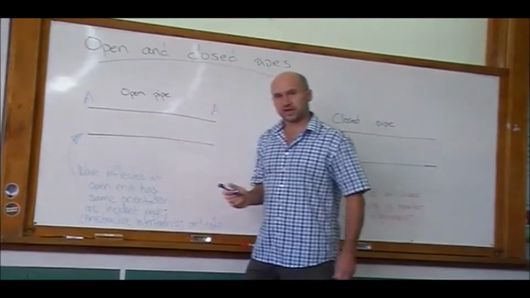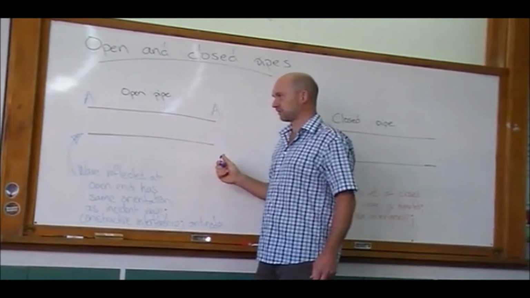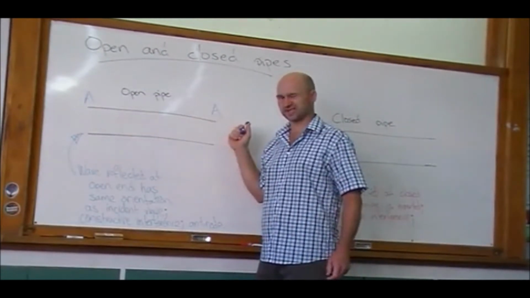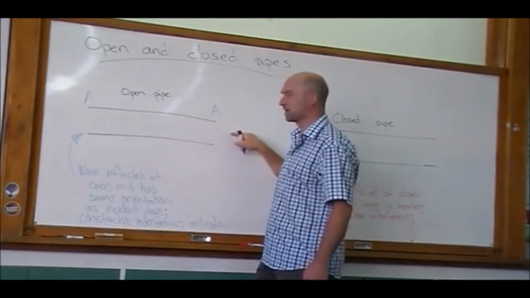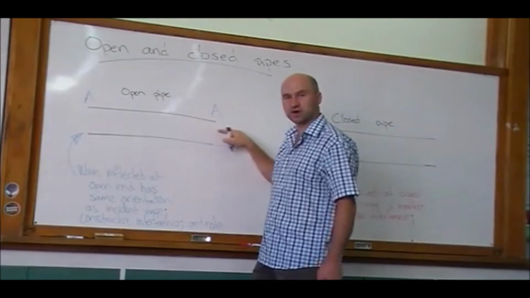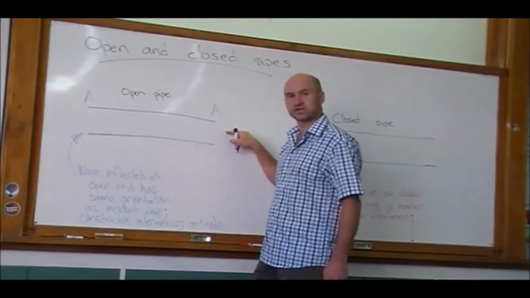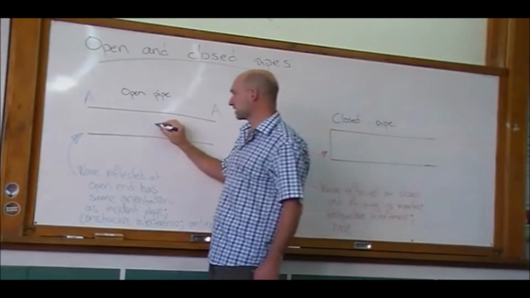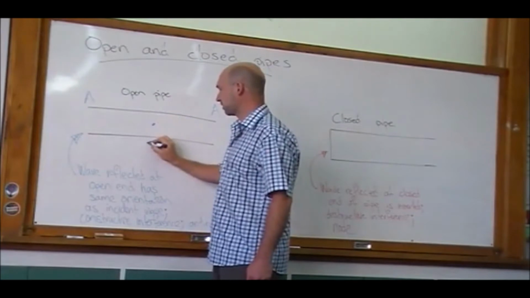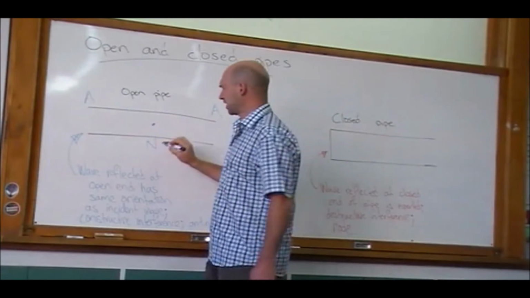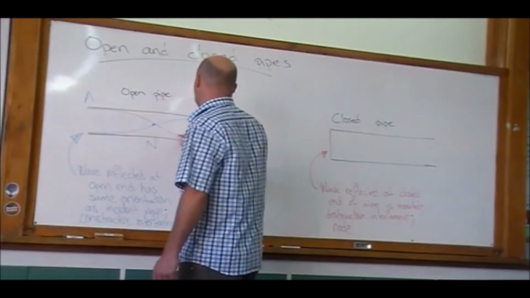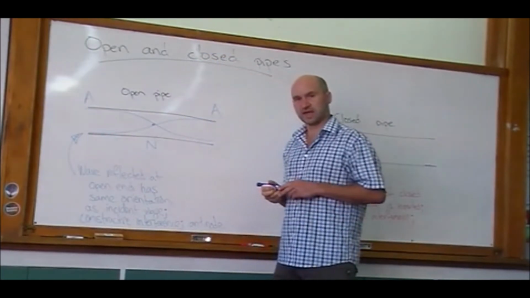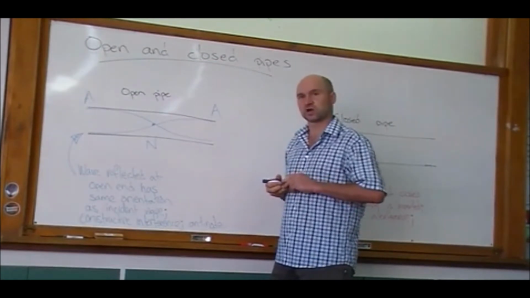And so in our open pipe, if we've got a displacement antinode, so the air particles are free to move backwards and forwards at the open end, we must have somewhere in the middle a node, and so our wave is going to look something like that. Our fundamental wave is going to look like that.